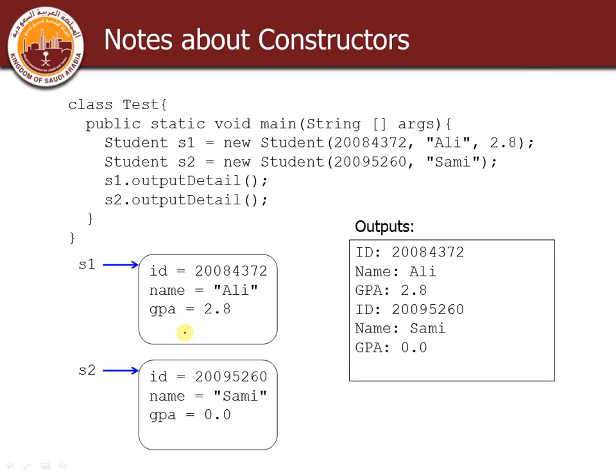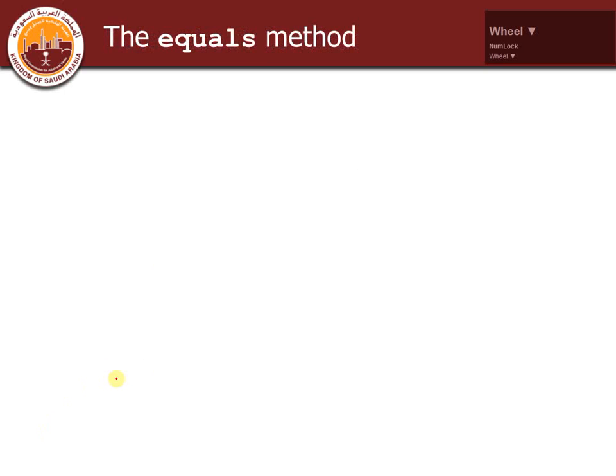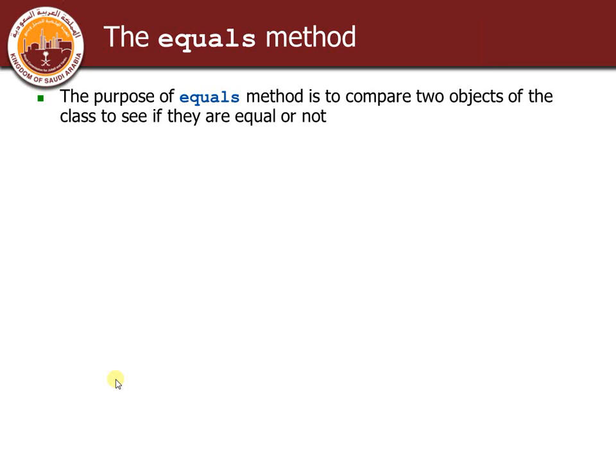So this is going to be the output of those. The first, this is S1, and this is S2. Okay, so this is it about the constructors.